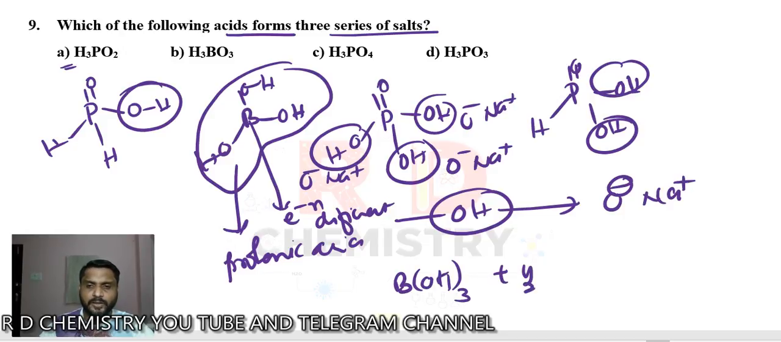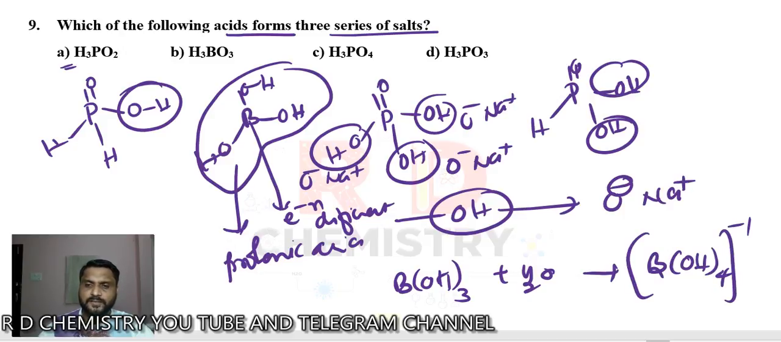When dissolved in water, it can form B(OH)4 minus. So the negative charge comes and you can write an H plus here. Okay. So it is a Lewis acid, not a protonic acid. So the answer is option number C.